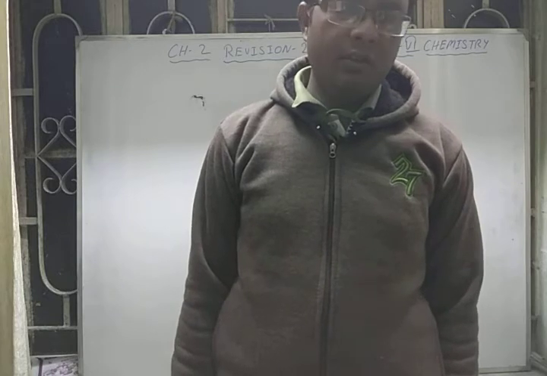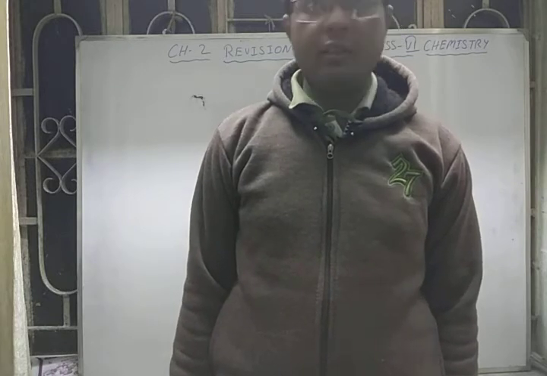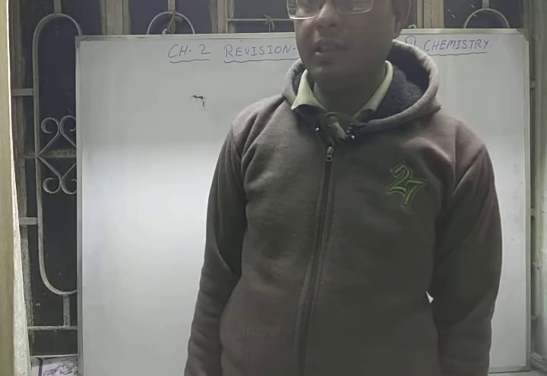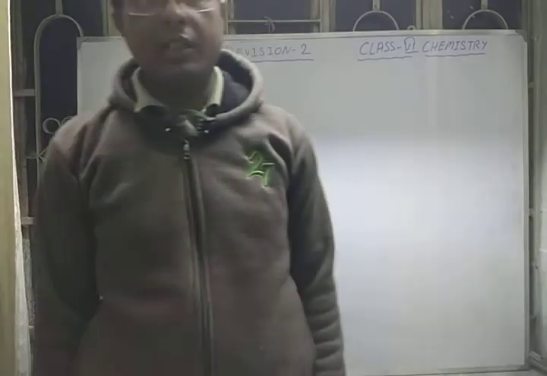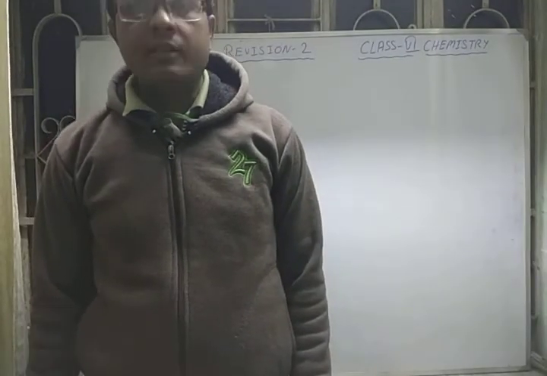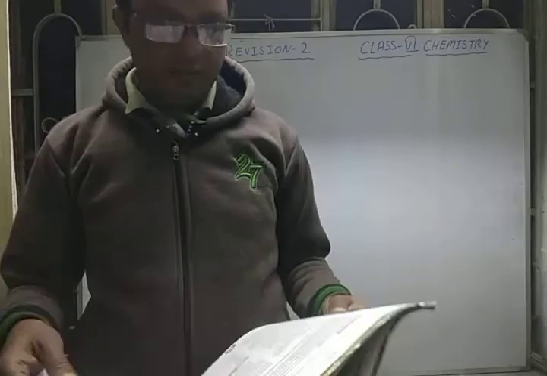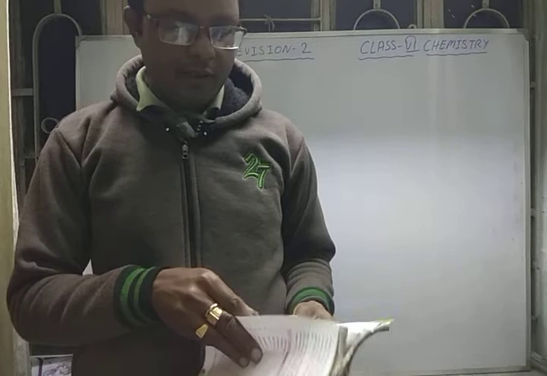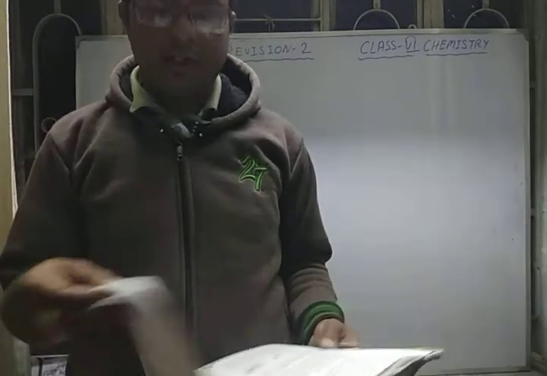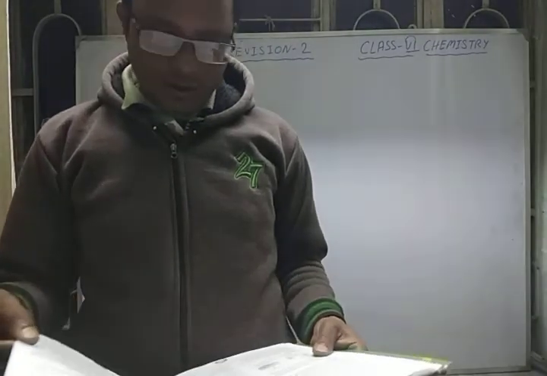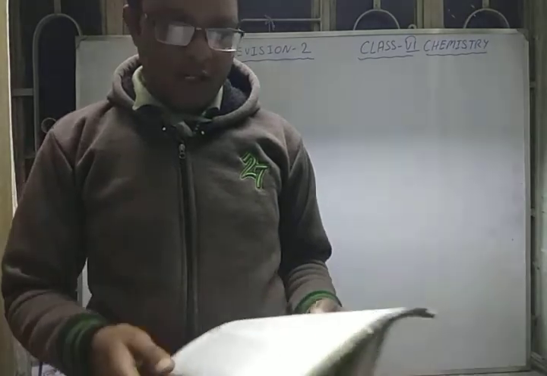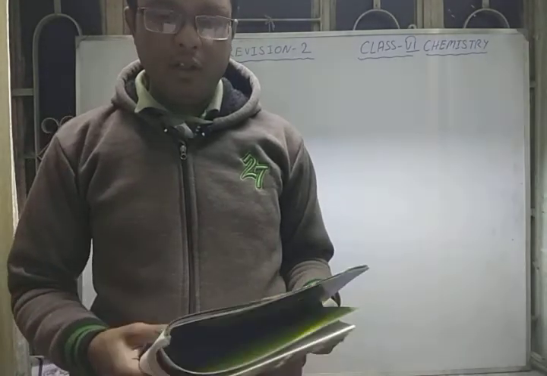In the last video also I have started the revision of chapter number 2, which is in your final term syllabus. In that I have discussed with you up to the symbols and elements and their symbols and how to write the symbols. So in this regard, today I will start from chemical formula of the elements.